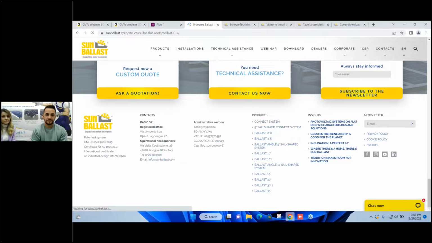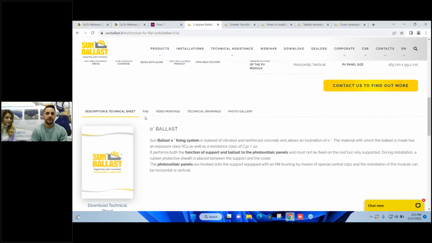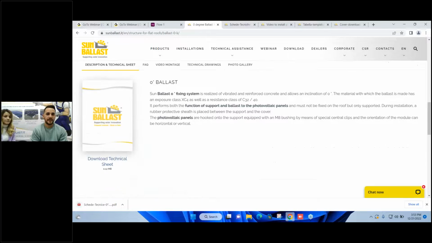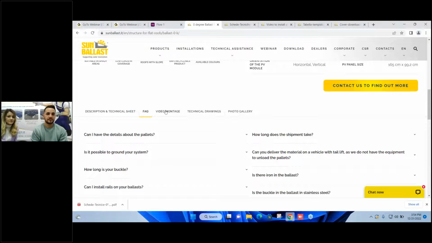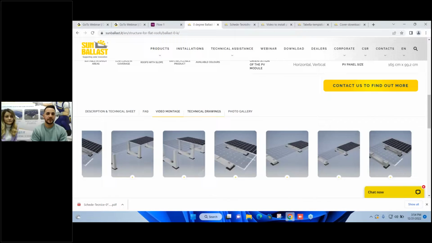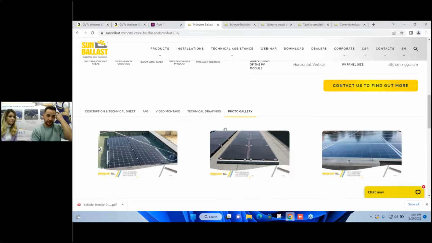Correct. So, for example, if you take the 0.3 ballast, you can download the technical data sheet just for free. You can download it and see all the dimensions and everything that you need for this type of ballast. And it's the same thing for all our ballast. So you also have the most commonly asked questions, installation video, the technical drawings, and the photo gallery with the ballast.